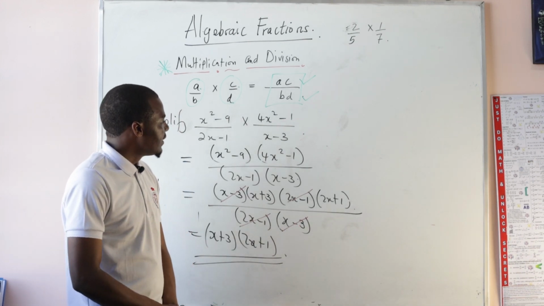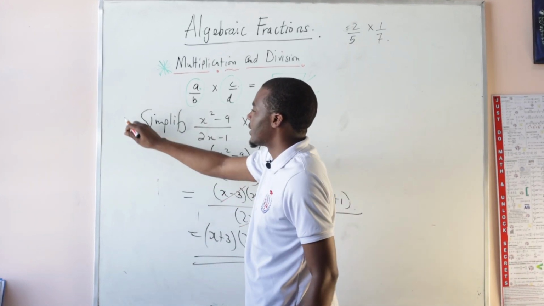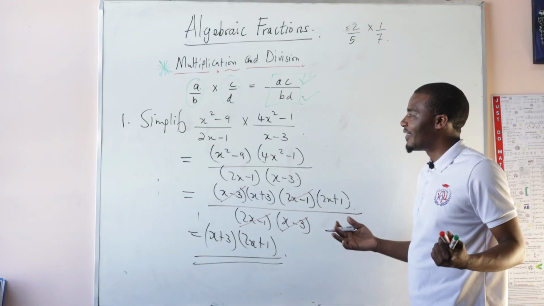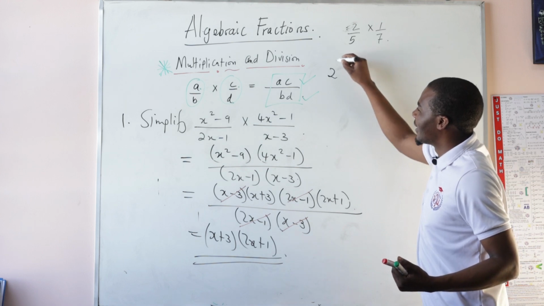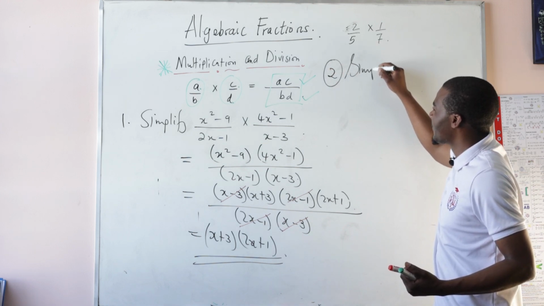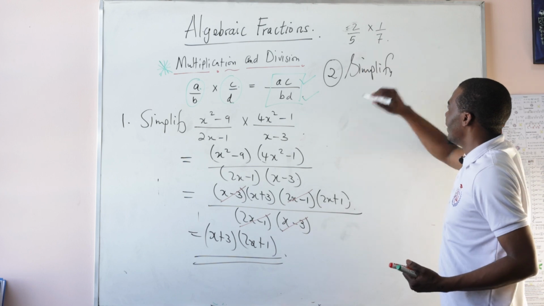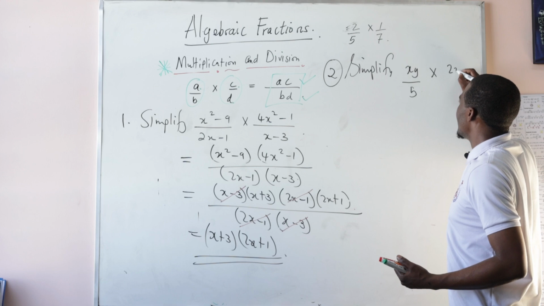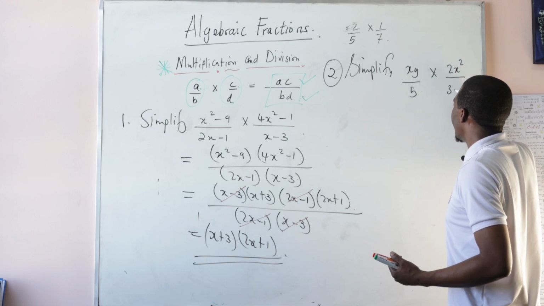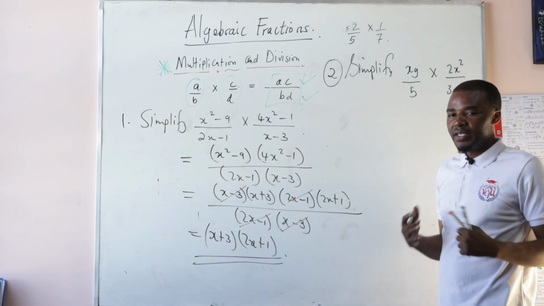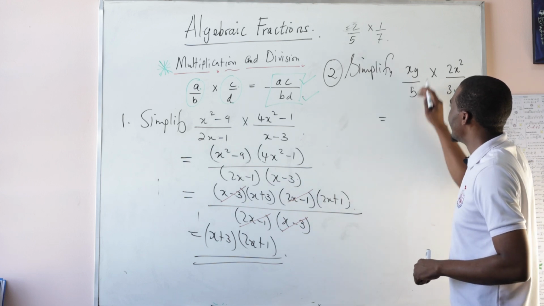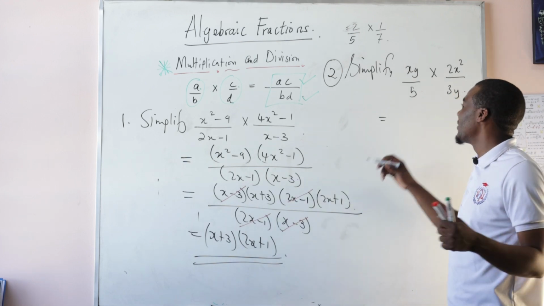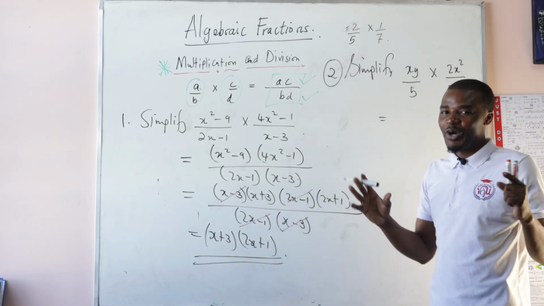Okay, let me reinforce this concept further. Let me call this example number 1. Let me reinforce this concept further by means of another example. Let me call this example number 2. Simplify, let's say, xy over 5 times 2x squared over 3y. How best are we going to simplify this problem? Like I said, this is an algebraic fraction and this is also another algebraic fraction. What are we doing here? We are multiplying these algebraic fractions.